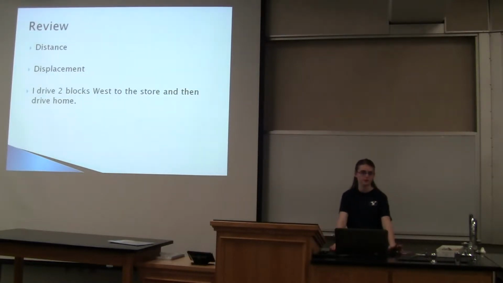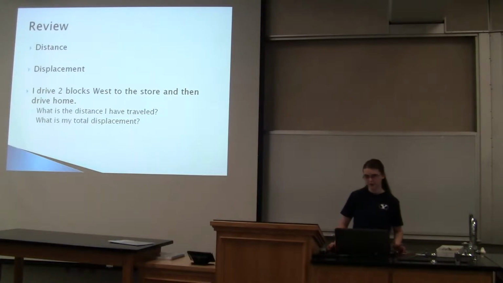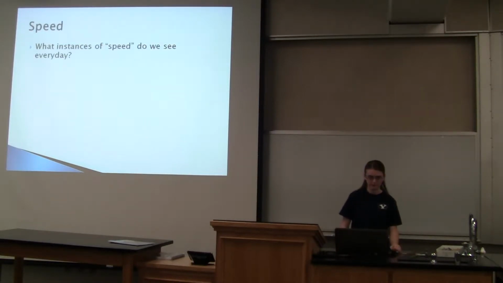Okay, so we're going to do a quick example problem. If I drive 2 blocks west to get to the store, and then I drive home, what's the distance that I've traveled? Good job. We've got 4 blocks. 2 blocks there, 2 blocks back, 4 blocks total. But what's my total displacement? 0, perfect. Yeah, because my starting point and my ending point are the exact same. Even though I traveled a certain distance away, I came back to the same location. So the distance between my final point and my starting point is 0.